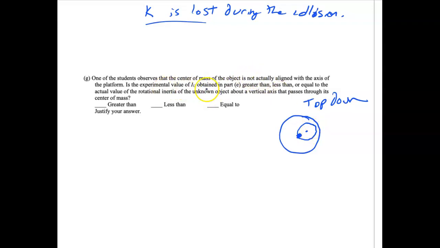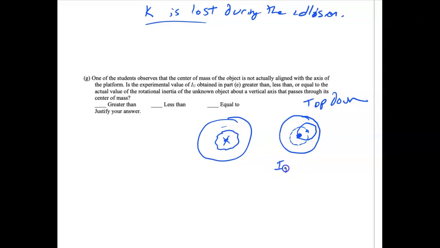So if the experimental value of I is obtained in part E, is it greater than, less than, or equal to the value of the rotational inertia of the unknown object about the vertical axis that passes through the center of mass? So if we would have had this fall right in the center, no matter what shape this guy is. So let's say that that is the center of mass of the object and that is the platform, then it's going to come out pretty evenly. But here, now that center of mass is further out, we're going to have to think about the parallel axis theorem.